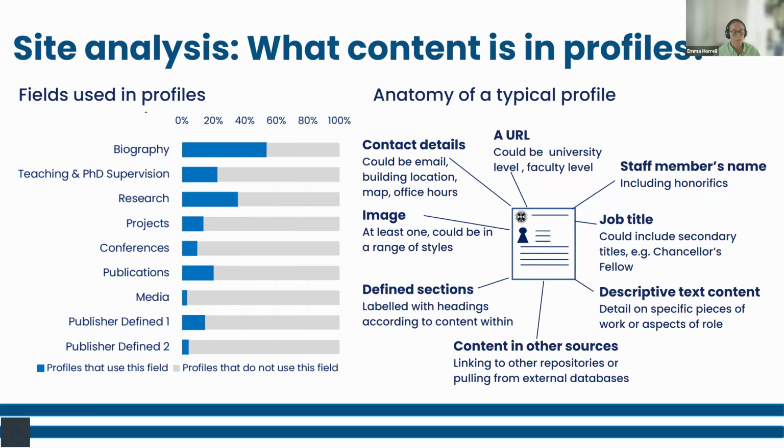Job titles, again, we thought, well, we can predict what those will be because they will be populated through our directory of staff. But actually, some people have multiple job titles. Some were kind of honorary based. So, for example, a Chancellor's Fellow, as well as being a lecturer in a particular subject. There was a commonality for people to have written descriptive content about pieces of work. And reading some of those, you could see why they hadn't fitted into those predefined fields. There was also a commonality of content from other sources. So they were pulling and linking to other sources of content.